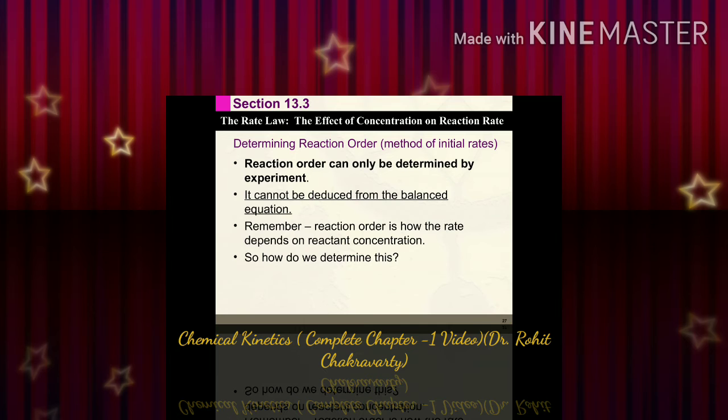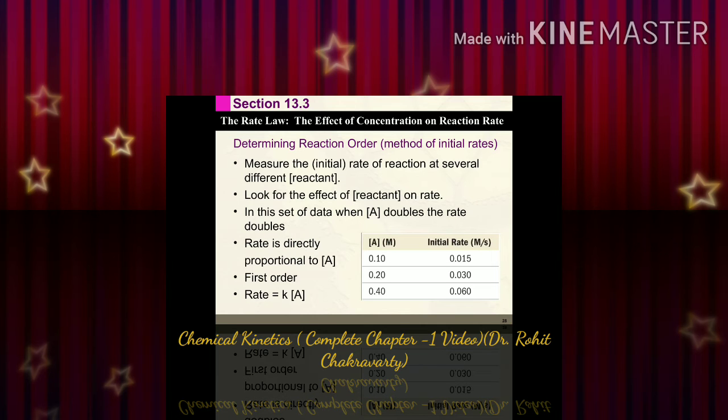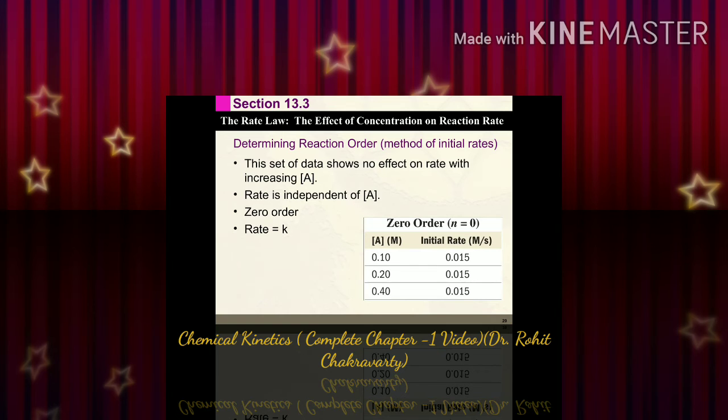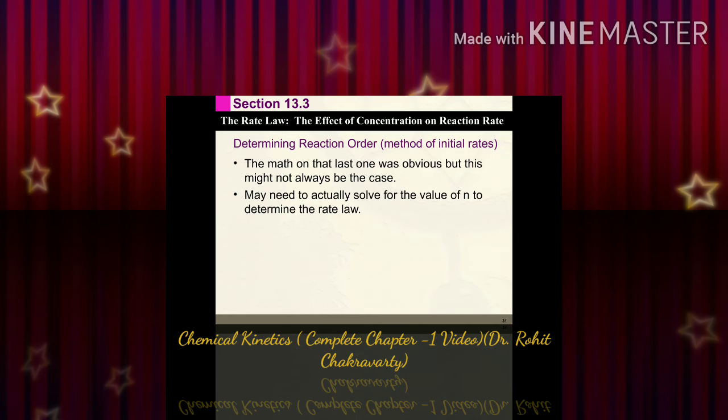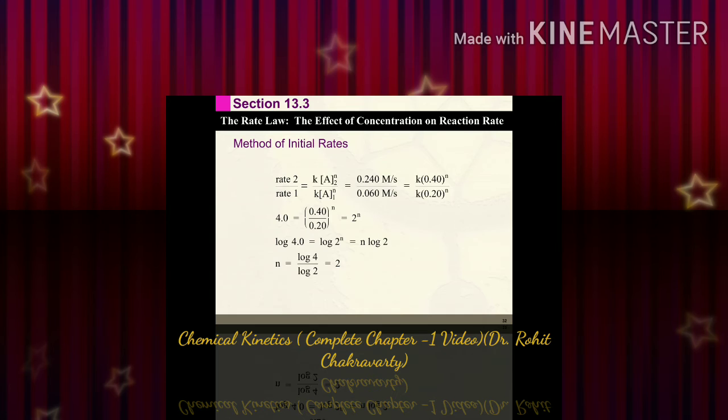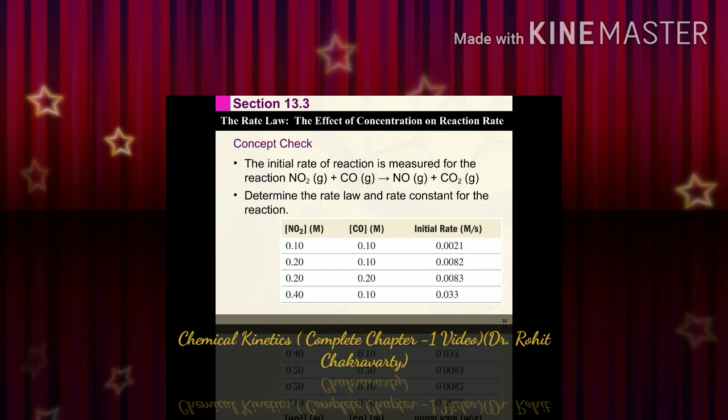Determining the reaction order, method of initial rates. Here you can see it's all about the method of initial rates, determining reaction orders for zero order, first order and second order reactions. Determining the reaction order, the maths method, basically how we can calculate. Here you can see different slides. Now the concept check.